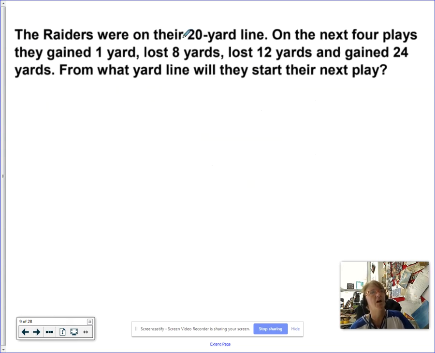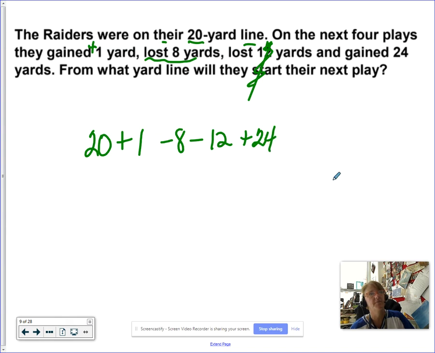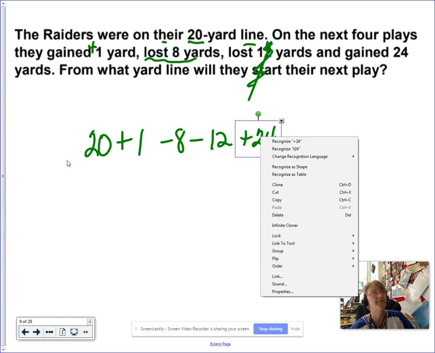The Raiders were on their 20-yard line, so I'm starting at the 20. On the next 4 plays, they gained 1 yard, +1, lost 8 yards, that's a minus, lost 12 yards, that's a -12, oops, sorry for that goof, and gained 24. All right, 20 + 1. Now, if you want, you can go left to right.